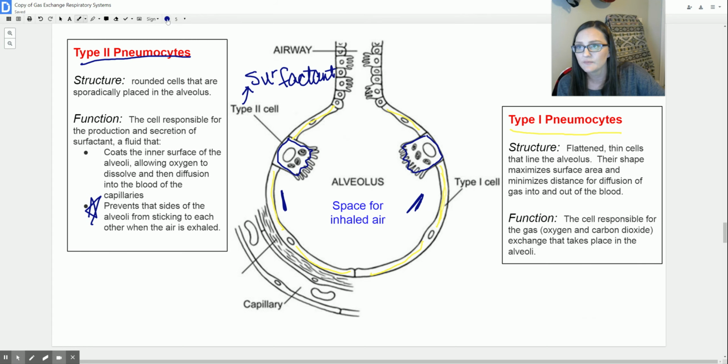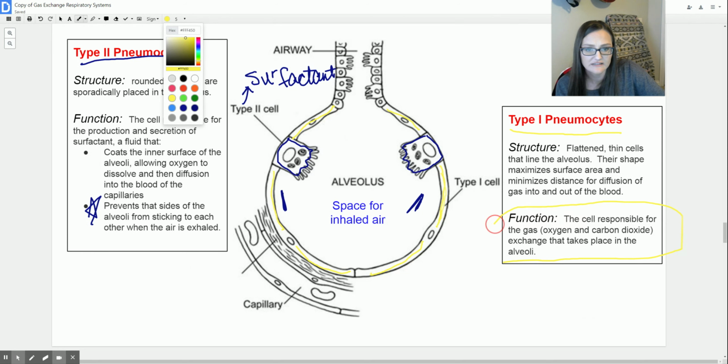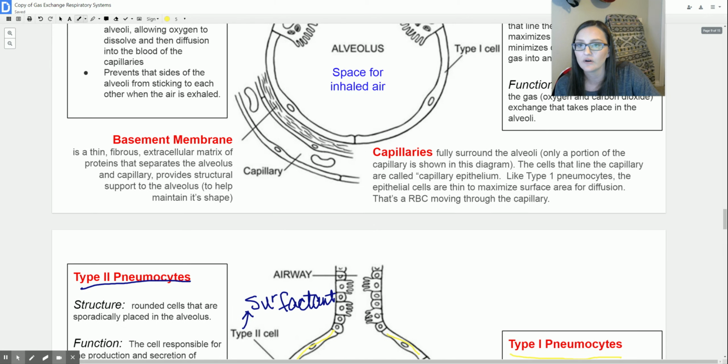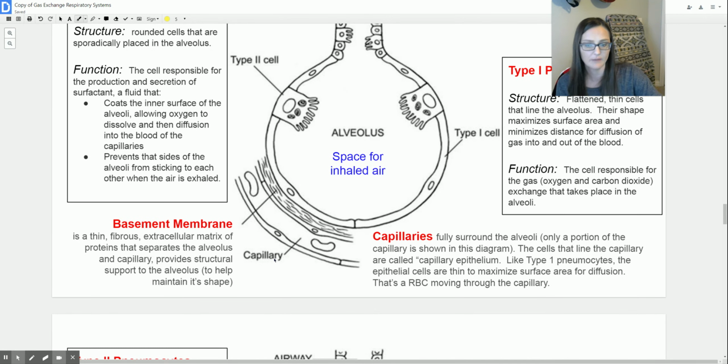Type 1 is responsible for oxygen and CO2 exchange. So type 1 is O2 and CO2. We need them both, but we really need those type 1s to be long and slender and really maximize that surface area. There are some extra structures down here, so I wanted to talk to you about those. I'm going to scroll up. That is where these are discussed. Let's change to red.